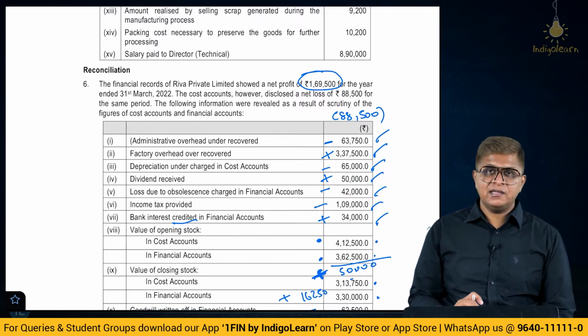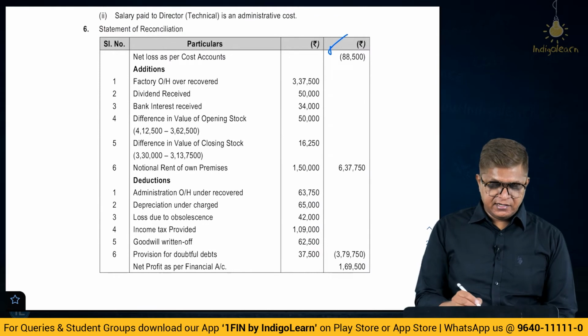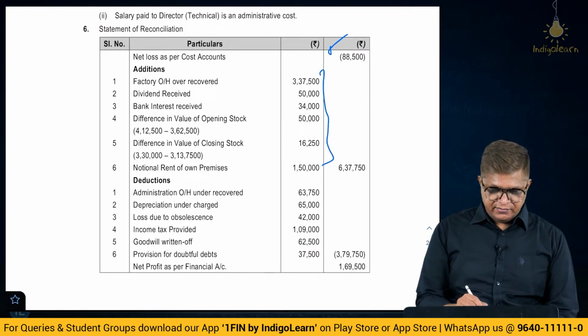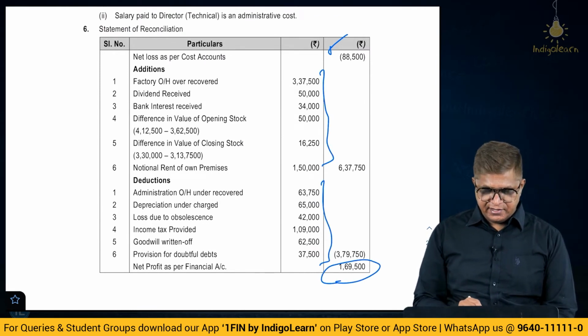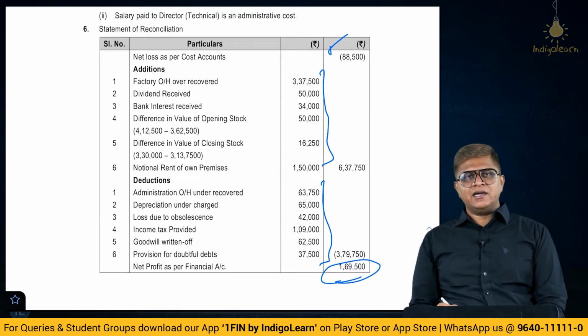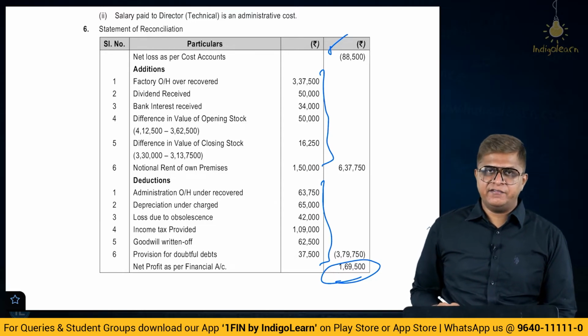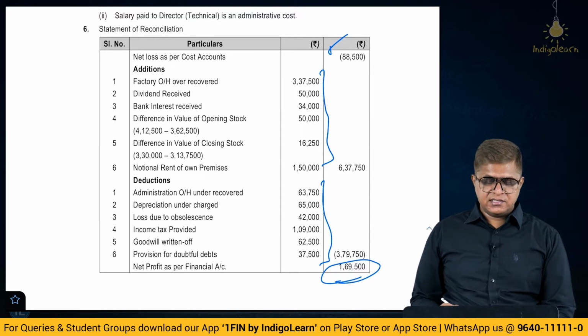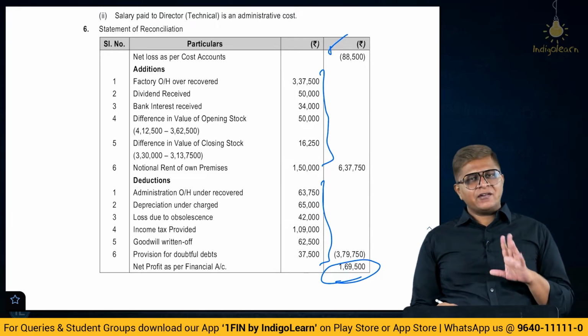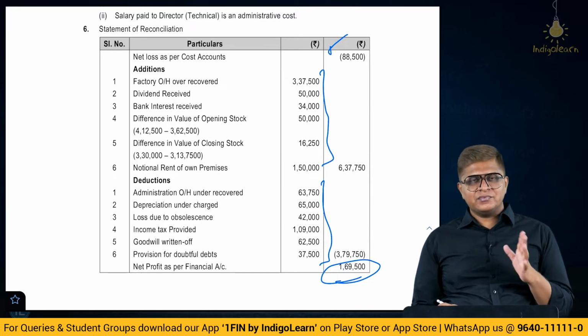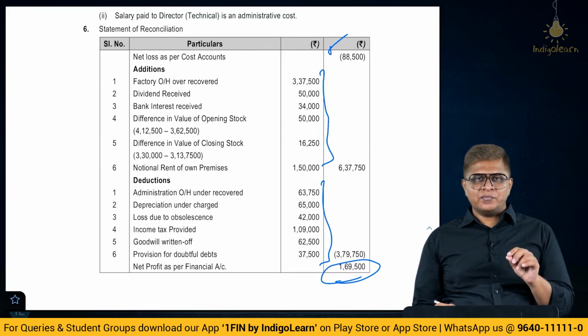Let's quickly look at the solution. So same thing, they have started with the loss, they have given all the additions at one place, all the deductions at one place, arrived at the net profit of 1,69,500. So a simple reconciliation, you need to be careful with the closing stock. So students generally tend to get confused with the valuation of closing stock, opening stock.